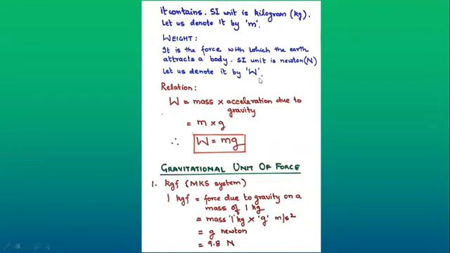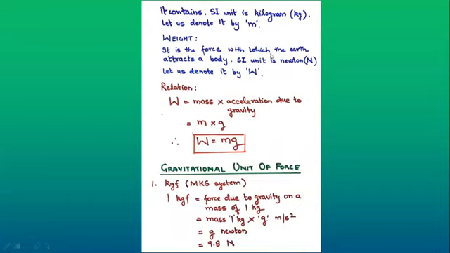What is the relation between mass and weight? The weight of the body is related to mass, as we write W is equal to mass into acceleration due to gravity. Why? Because W is a force. So you know from Newton's second law, force is equal to mass into acceleration. So W is equal to mass into acceleration due to gravity. Therefore, W is equal to mg.